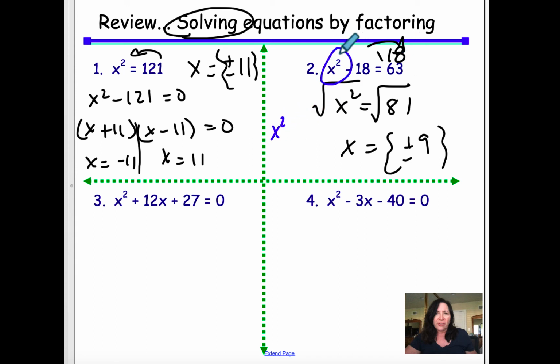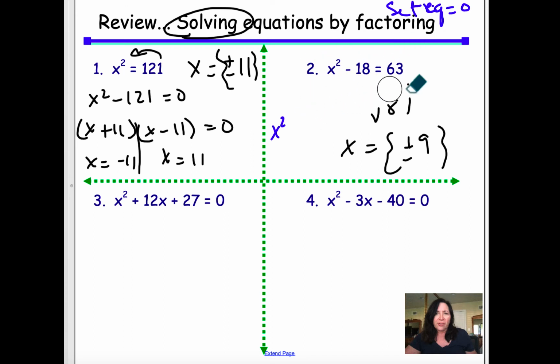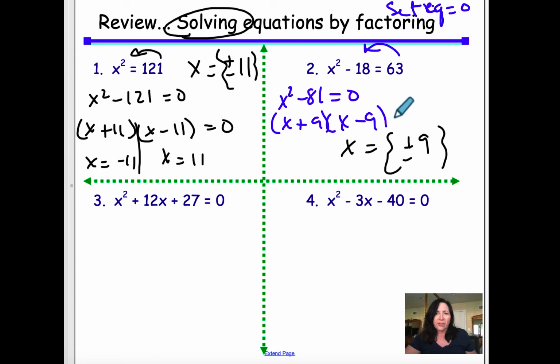When somebody says this is quadratic and you're trying to solve, the first thing you do is set the equation equal to 0, always. And if I had done that from the beginning and not done it the way I just did, I would get x squared minus 81 is equal to 0. And then I would go, well, that's x plus 9 and x minus 9 equals 0. And I would split this up and set both sides equal to 0.